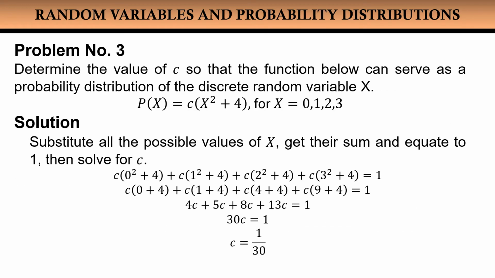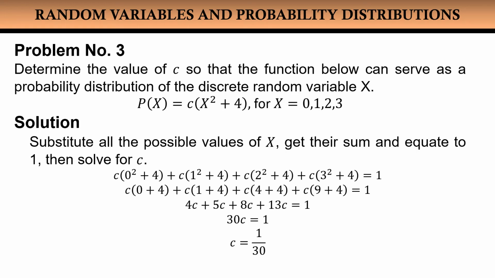Let us have some algebra here. So determine the value of c so that the function below can serve as a probability distribution of the discrete random variable x. Our function is p of x equals c times quantity x squared plus 4, for x is equal to 0, 1, 2, 3. Yung x equals 0, 1, 2, 3, yung 0, 1, 2, 3 dyan, yun yung possible values of the random variable x.